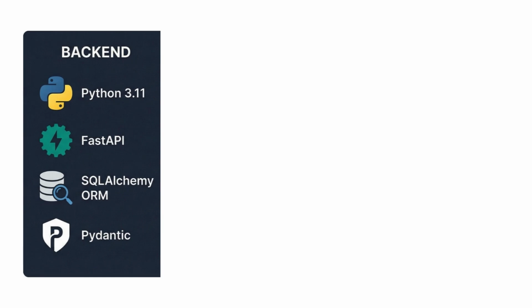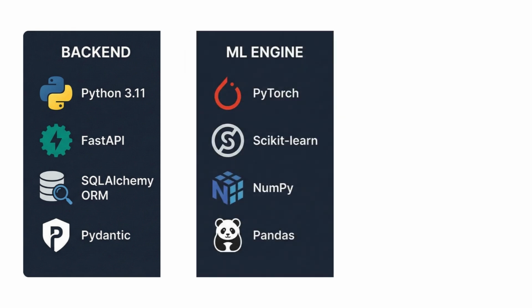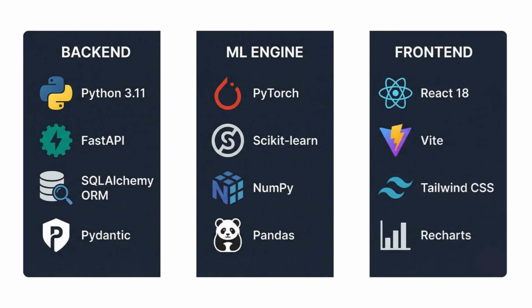Let's dive into our technology stack. Backend: Python 3.11 with the FastAPI framework, SQLAlchemy ORM for database management, Pydantic for data validation. ML engine: PyTorch for neural network training, scikit-learn for traditional ML algorithms, NumPy and Pandas for data processing. Frontend: React 18 with Vite as the build tool, Tailwind CSS for styling, Recharts for data visualizations.